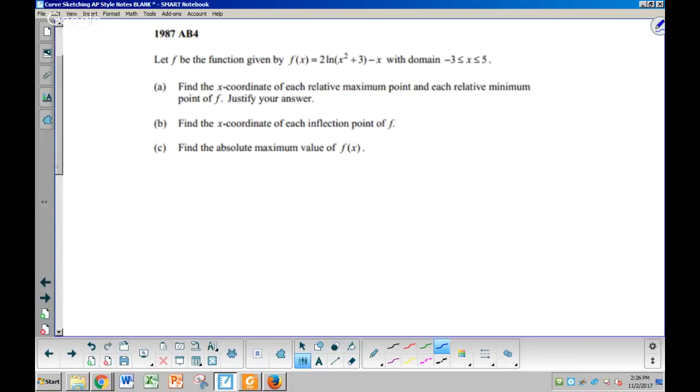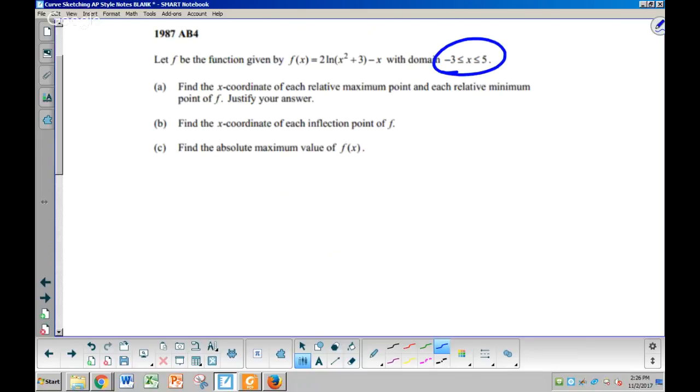Let f of x be the function given by f of x equals 2 ln of x squared plus 3 minus x with the domain of negative 3 to 3. Now, I'm circling this because you will forget. Those are endpoints. That's a closed interval. So I might have to check the endpoints.